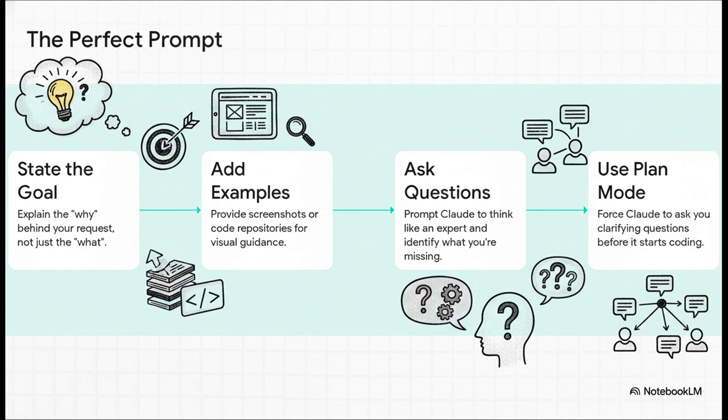Second, give it examples. A screenshot of a tool you like, Trello, is perfect. Third, ask open-ended questions. Get it to think. And fourth, and this is a big one, always use plan mode. This forces Claude to stop, think, and ask you questions before it writes a single line of code.